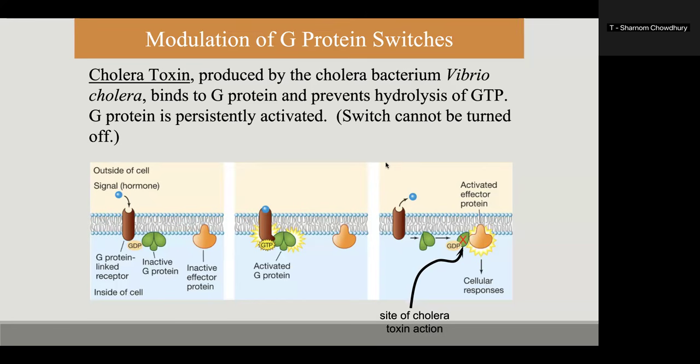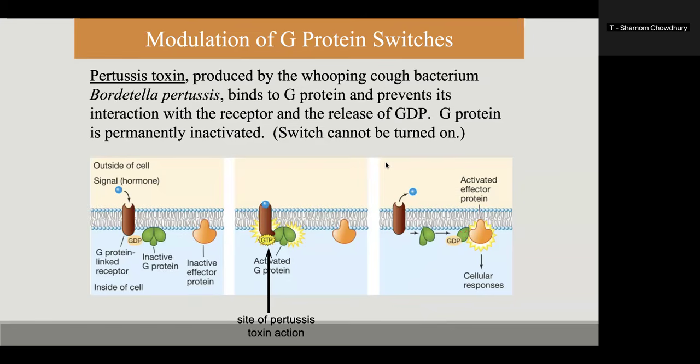And then the opposite can also happen. So for cholera, the problem was that you were having too many cellular responses. Pertussis toxin, which is responsible for whooping cough, can cause the opposite effect where you have zero cellular responses. What it does is that it binds to the G protein and prevents its interaction with the receptor and the exchange of GDP for GTP.